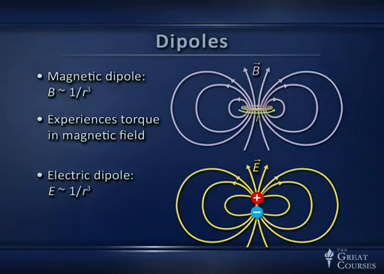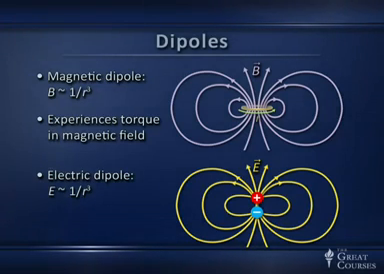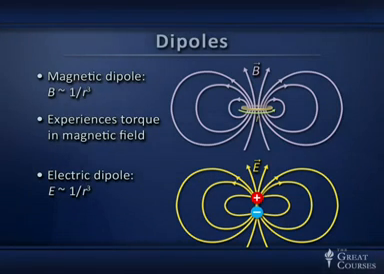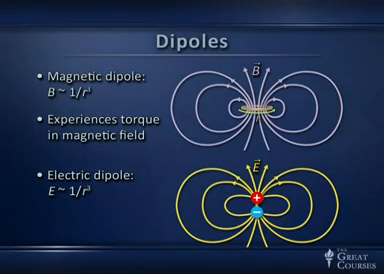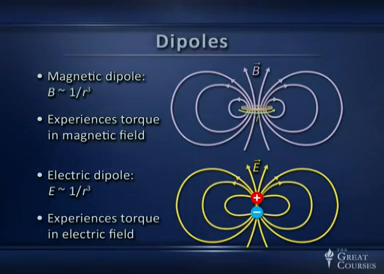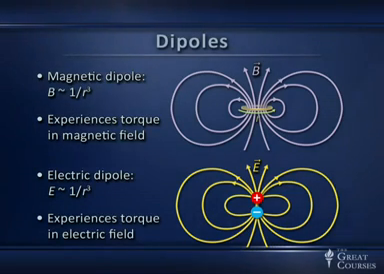And you can see here the dipole field configurations, at least far from the structure, are quite similar. In fact, they're exactly similar if you get far enough out. The electric field of the dipole falls as 1 over r cubed, and it too experiences a torque in an electric field. So there are the 2 dipoles, analogous but not the same.